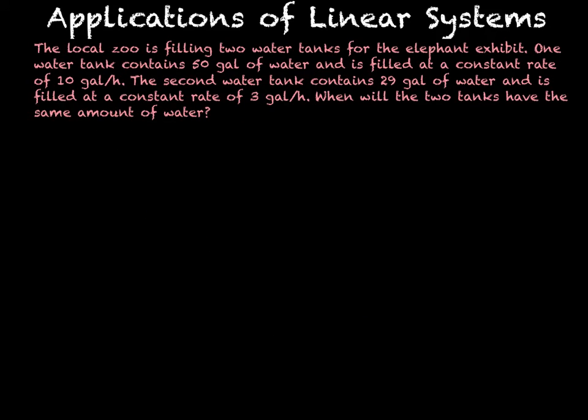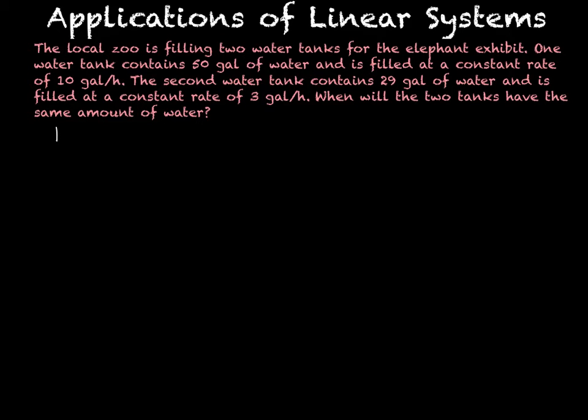This next example, a local zoo is filling 2 water tanks for the elephant exhibit. One of the water tanks already has 50 gallons of water in it and is filled at a constant rate of 10 gallons per hour. The second water tank already has 29 gallons of water in it, and it is filled at a constant rate of 3 gallons per hour. So, when will the 2 tanks have the same amount of water? So that's the question you need to ask. And then, so when are the 2 tanks equal in amount? And then explain what that means.